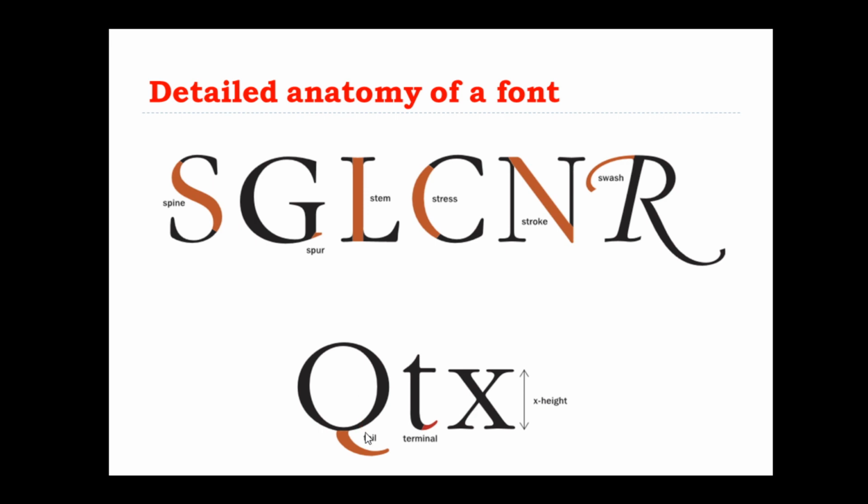Tail is a descender of a character like Q or a short diagonal stroke of a letter like R. It's called a tail. Here we can see it's a descender of a letter like Q. And the term terminal is explained earlier. It's the end of a stroke which is not terminated with a serif. And we have the X height here, which is the height of lowercase letters, usually based on the lowercase letter like X.